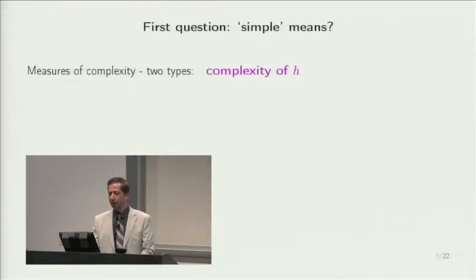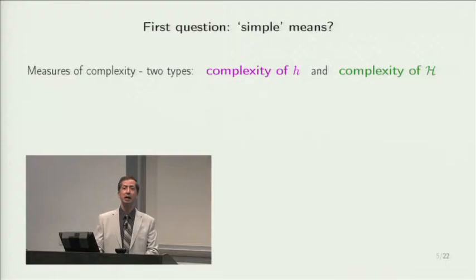The first one is the complexity of an object. In our case, a hypothesis h, or the final hypothesis g, is one object, and we can say that this is a complex hypothesis or a simple hypothesis. The other set of definitions has to do with the complexity of a set of objects. In our case, the hypothesis set, we say that this is a complex hypothesis set, complex model, and so on.